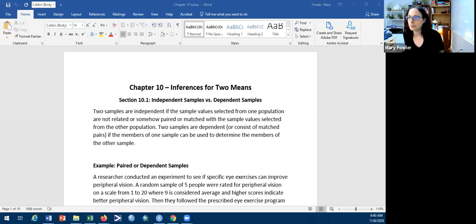So, inference on two means. The first thing we have to figure out is whether the two distributions that we're comparing are somehow really bound, or are they really two separate distributions? And I'll just give you a general idea.